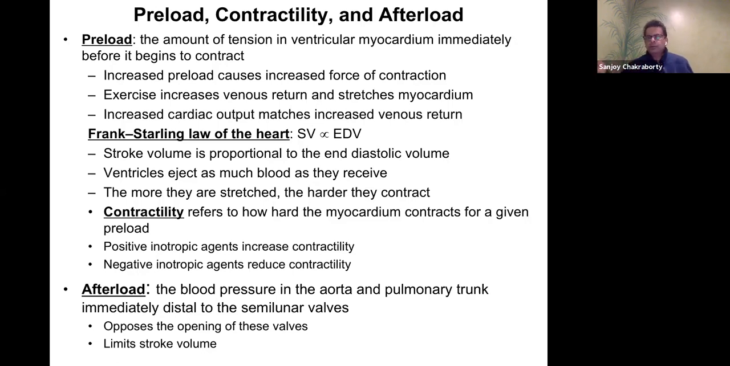More money you make, more money you spend. So more in equals more out. Frank Starling law of heart. That's venous return, like that much blood the vein is returning.